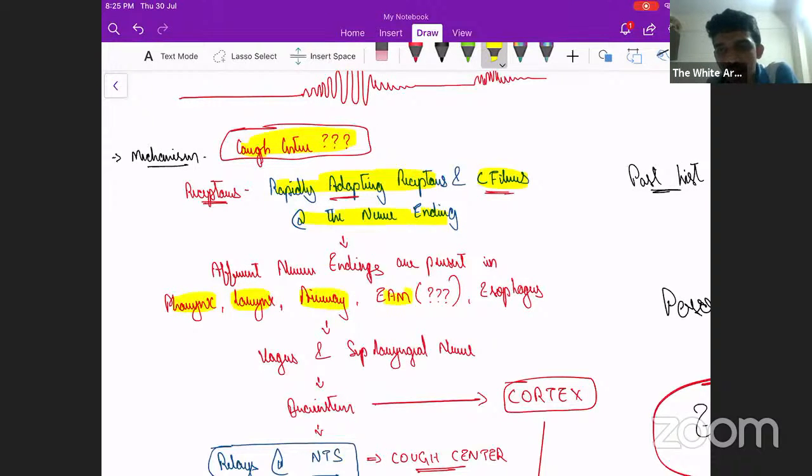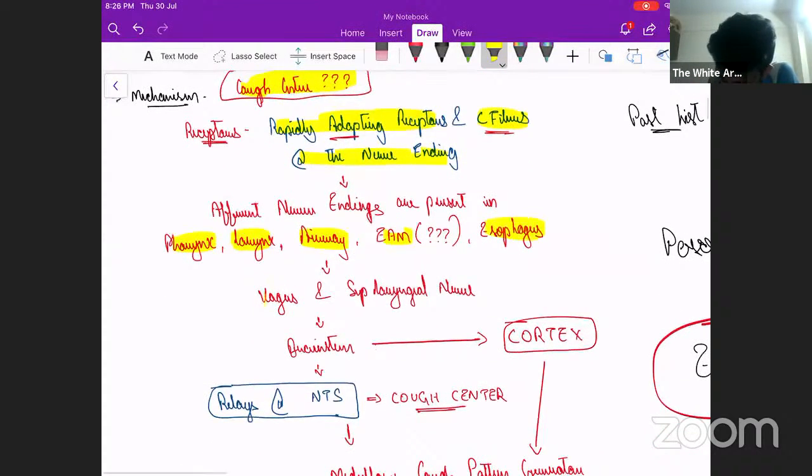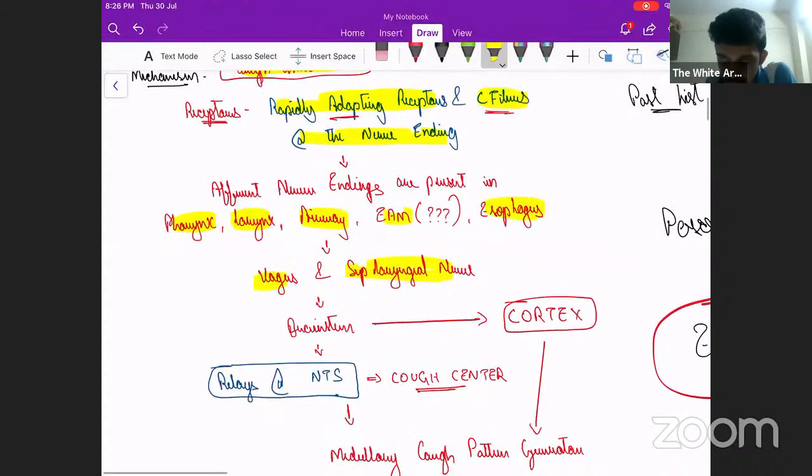Which is the nerve in the extraocular membrane? Which is the nerve that carries this? That's why, with irritation of the nerve in the external ear, even while syringing, there will be cough. Yes, which part of the vagus nerve? What is it called fully? Then comes the esophagus. So the vagus and superior laryngeal nerve will carry this impulse.